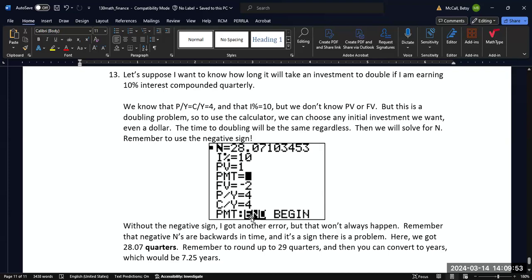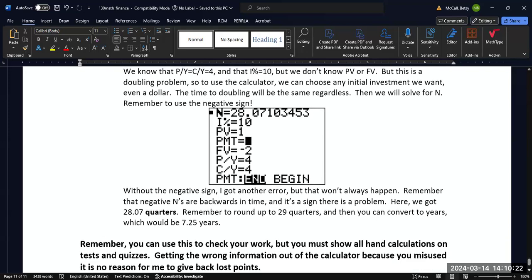And we want to double the amount. Now, they didn't specify what that was, but we can put in 1 for the present value and 2 for the future value. And again, we want to make one of them negative so that the calculator will work. And then scroll up to the N line and hit your alpha enter to run the solver. And what you get is 28.07. Again, this is the number of compounding periods.